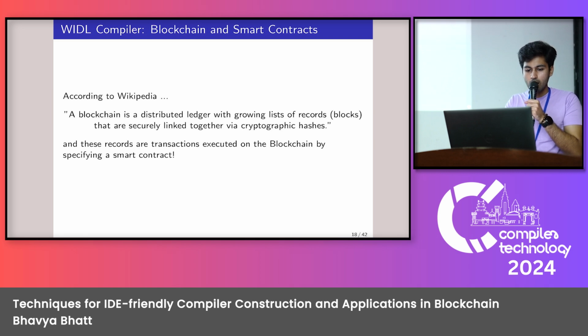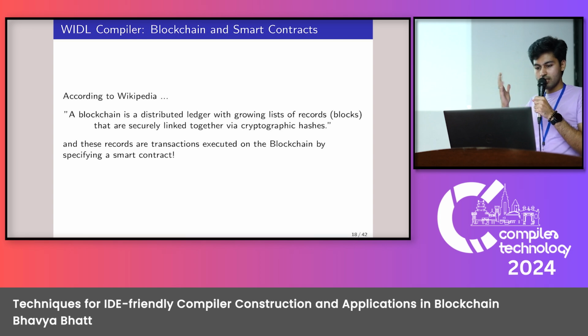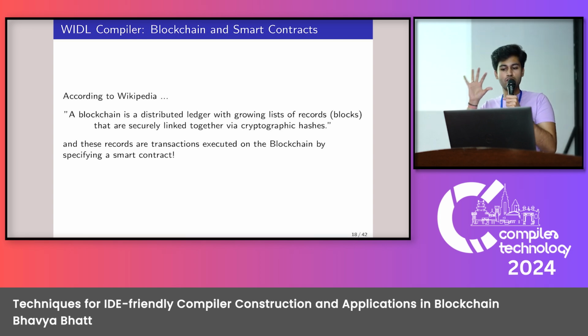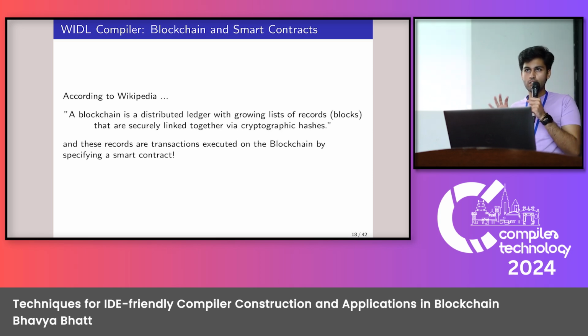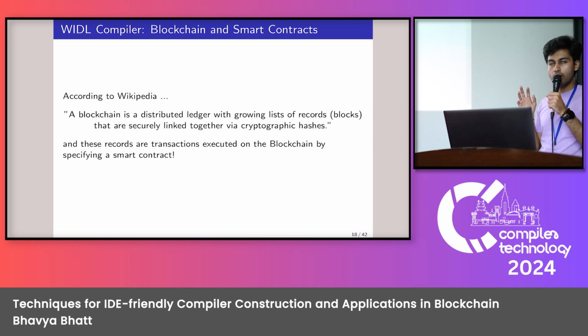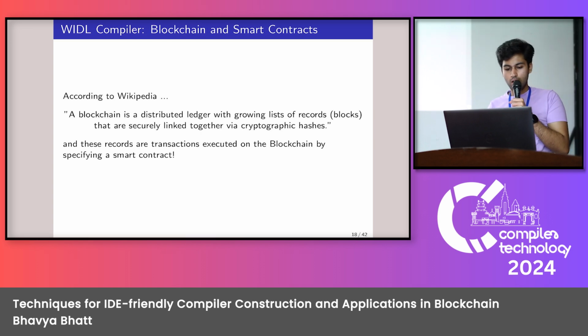Now, again, what is a blockchain? A better answer has been given by Saurav sir, so I just have to recap it. A blockchain is a distributed ledger with a growing list of records that are securely linked via cryptographic hashes. But for our context, a blockchain is just an execution runtime which executes something called smart contracts. So what is this thing called a smart contract?